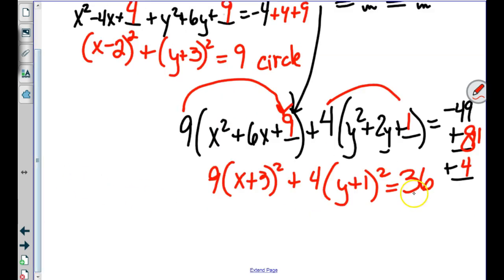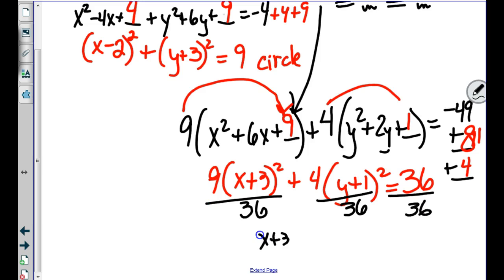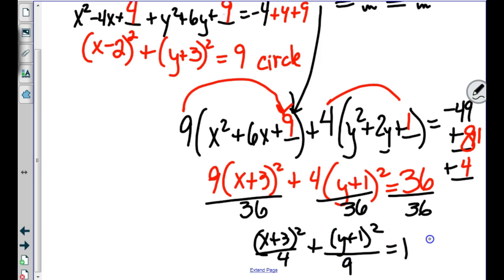I was just guessing. Okay, now we have an ellipse because it's plus in the middle, but it is stretching unevenly, right? 9 one way, 4 the other. So we have to divide everything by what? 36. Yes. So we have x plus 3, quantity squared. 9 goes into 36 4 times. y plus 1, quantity squared. 4 goes into 36 9 times, equals 1.